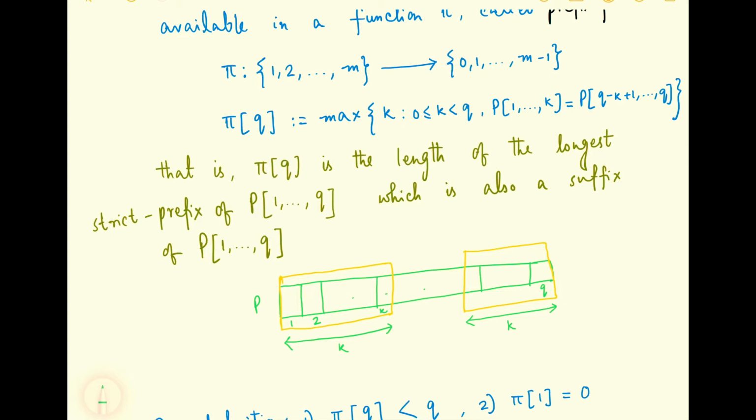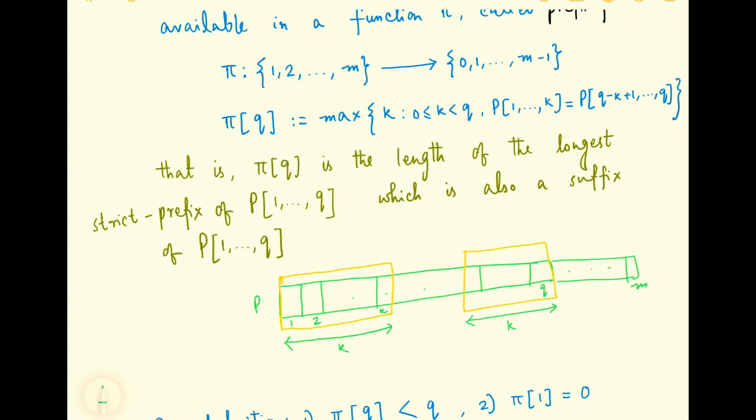P contains m characters, and there can be characters here also. So maybe p is a big pattern string, but while computing pi q, I only concentrate on the first q characters of p. Okay, and I look for all possible k.